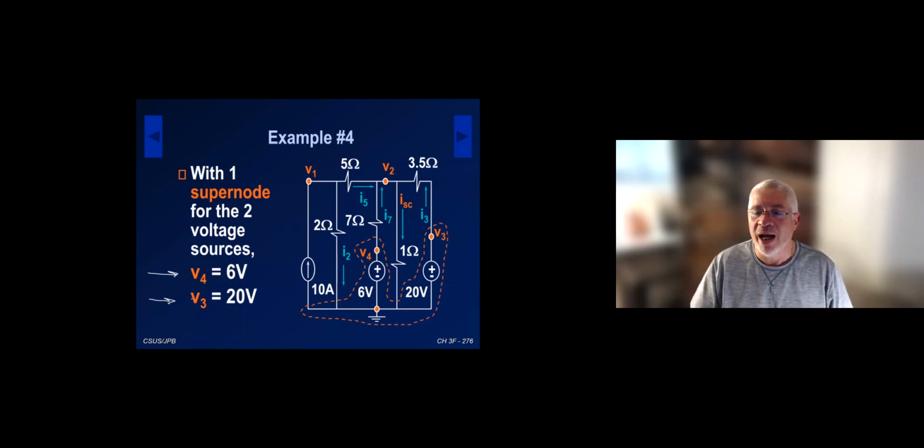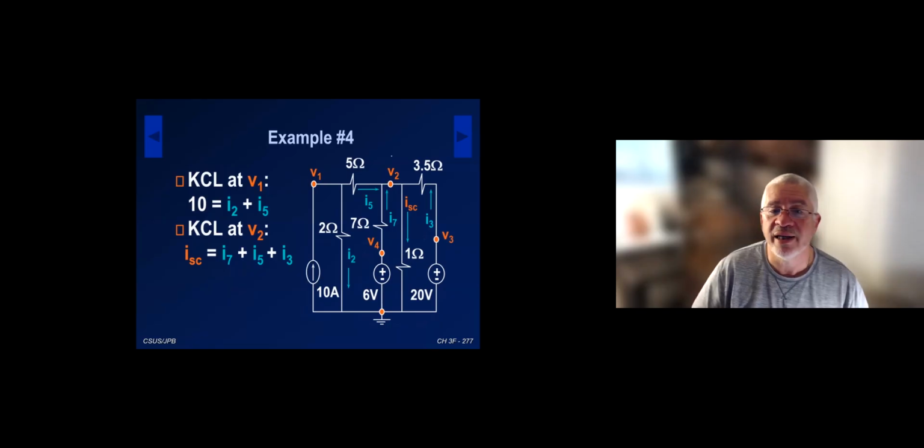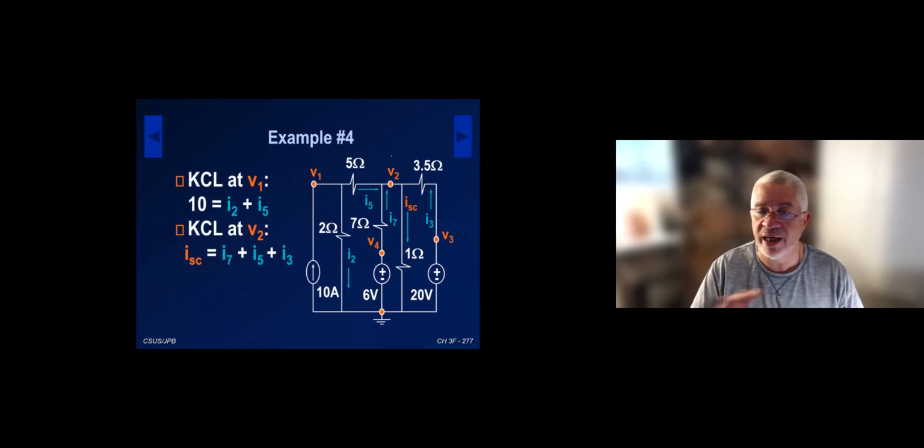This is the case where that big supernode has a reference node, so we don't do any KCL about the supernode. So I've got 2 equations here. My other 2 equations are going to be a KCL at node V1 and a KCL at node V2. Here they are. KCL at node V1: 10 coming in equals I2 plus I5. At node V2, I have I5 coming in, I7 coming in, I3 coming in, and ISC leaving. Those are my 2 KCL equations, one at node V1, one at node V2.